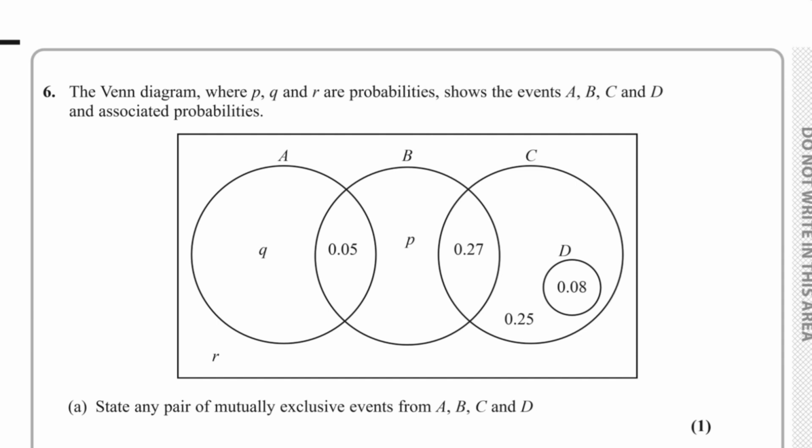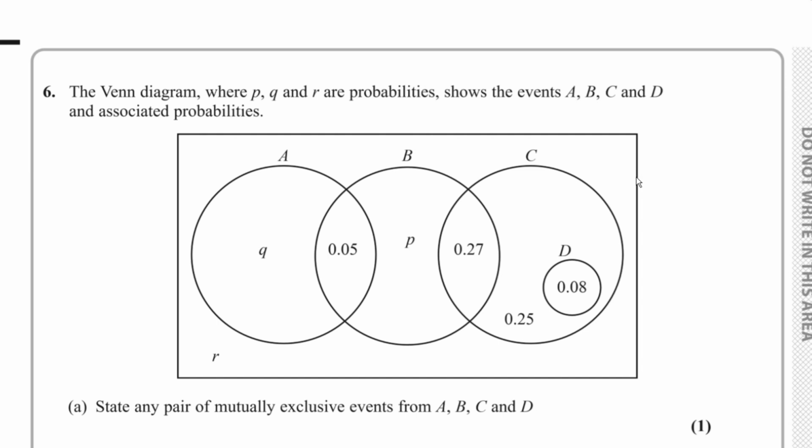Question number 6. The Venn diagram, where P, Q and R are probabilities, shows the events A, B, C and D and associated probabilities. We see that here. Part A. State any pair of mutually exclusive events from A, B, C and D.